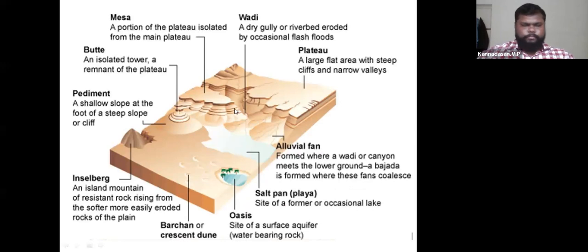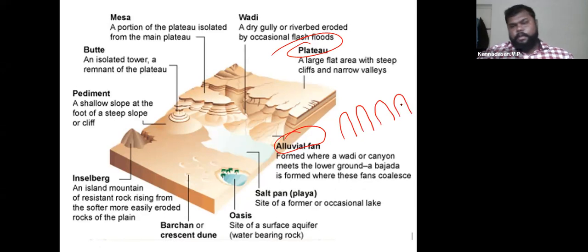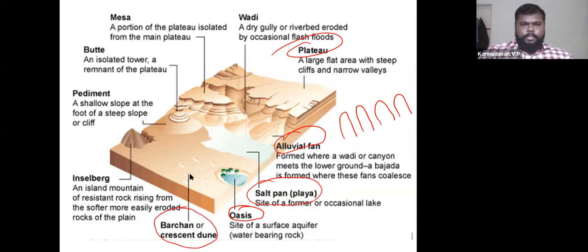Plateau is the tabletop topography. Alluvial fan: when rainfall comes, some deposition will happen, thereby creating alluvial cones or alluvial fans, which we saw already yesterday. Then it is the salt pan playa, which we discussed now. Then it is oasis. Wherever a depression is there, a huge water-like structure, a lake-like structure, would be formed. That is called oasis. And apart from that, barchans. Barchans we will see in depositional landform features. Barchans are nothing but a type of sand dune.